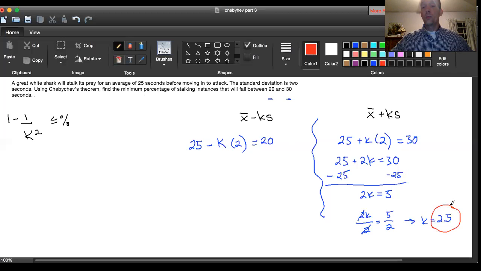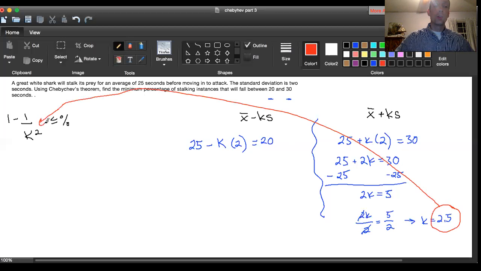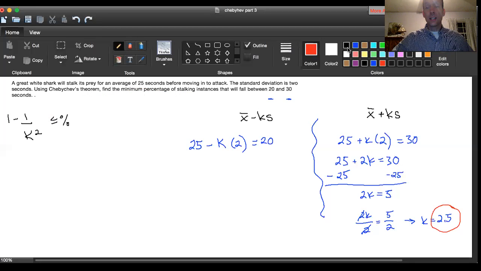All we need to do is take this value of 2.5 and substitute it in on the bottom of the proportion. We'll be able to do our job and solve for that minimum percentage. So let's work the proportion this time. We're going to fill in what we know: 1 minus 1 over k, which is 2.5. We're going to make sure that we don't forget the square. Now, the right side of this is less than or equal to our minimum percentage.